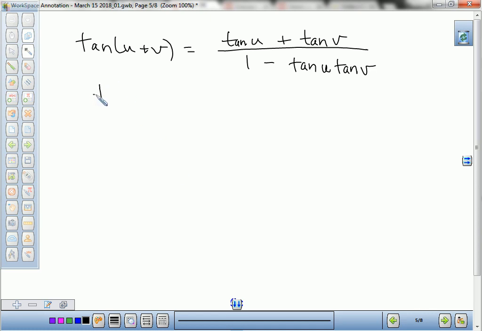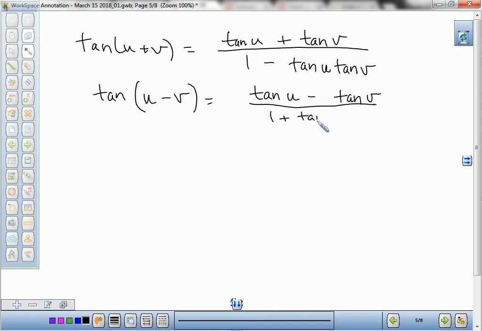Now when we have a difference of two angles, we're just going to switch some signs up. We'll have tangent of the first minus tangent of the second, over 1, what do you think it's going to be? Plus tan first times tan second.